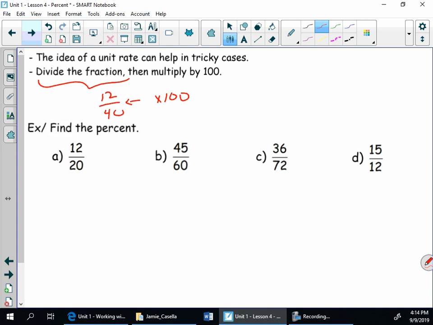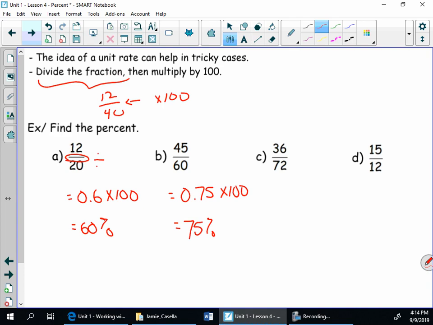Take a look at the first one here, this example. I have 12 out of 20. Maybe that's your quiz mark or an assignment mark. What percent is that? Well, if I divide it, make it into a unit rate, I get 0.6. At the unit rate, I want 100 units to get my percentage, so I times it by 100, and I get 60%. The line means to divide. Try the next one, 45 out of 60. In other words, 45 divided by 60. It gives me 0.75. I want 100 units, so I get 75%.